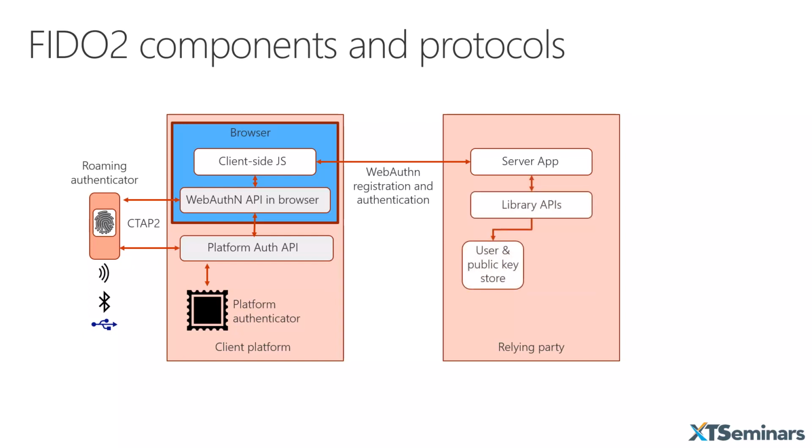So we're going to have our libraries, which will allow us to access the user and public key store. Remember, we've got a user identifier and a public key stored for all of our users. And then we have this thing called attestation verification. Now, an attestation is a statement about the authenticator. And it's a statement that we can look at and we can say, okay, I'm happy with that authenticator.